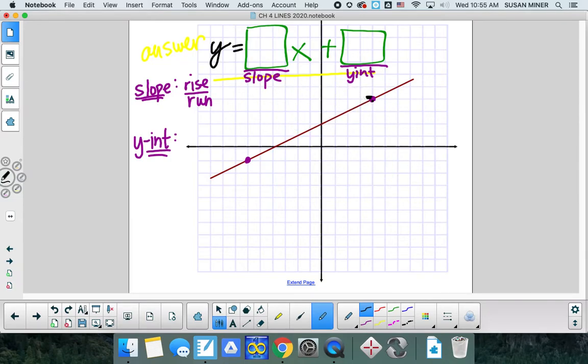In order to find my slope, the first thing that I need to do is pick 2 good points on the line.